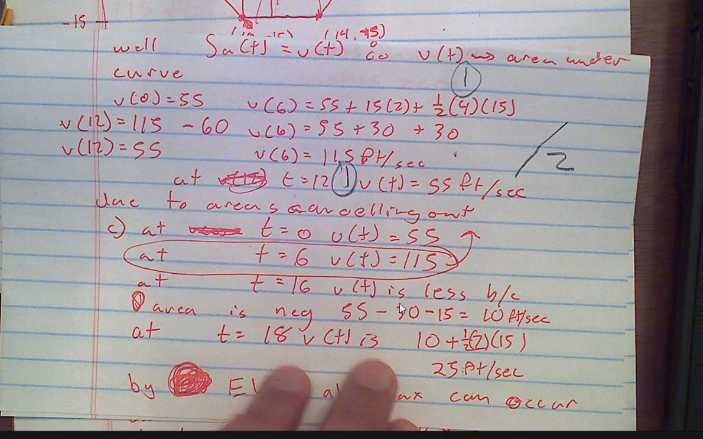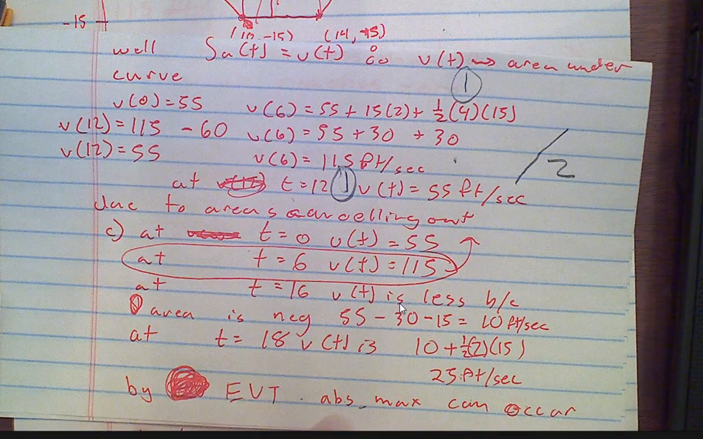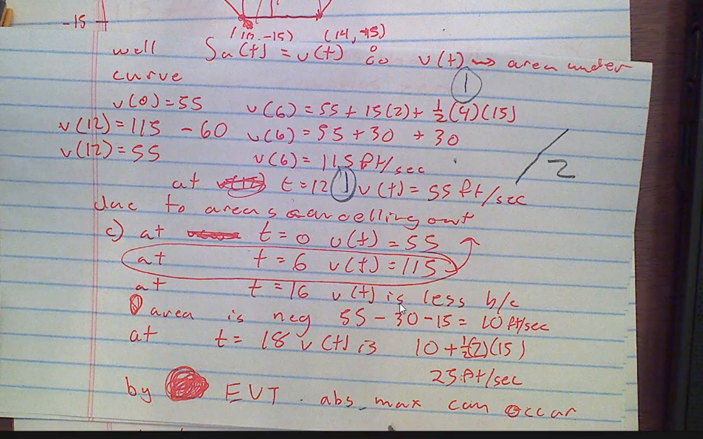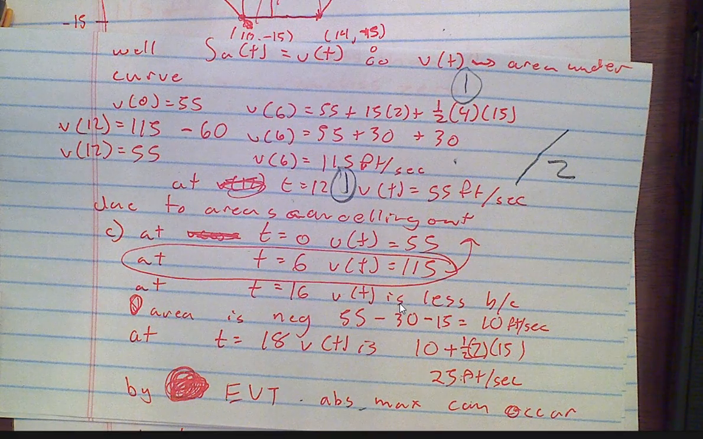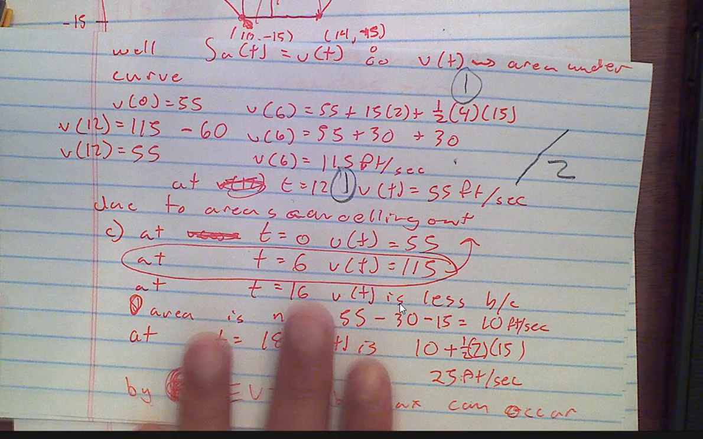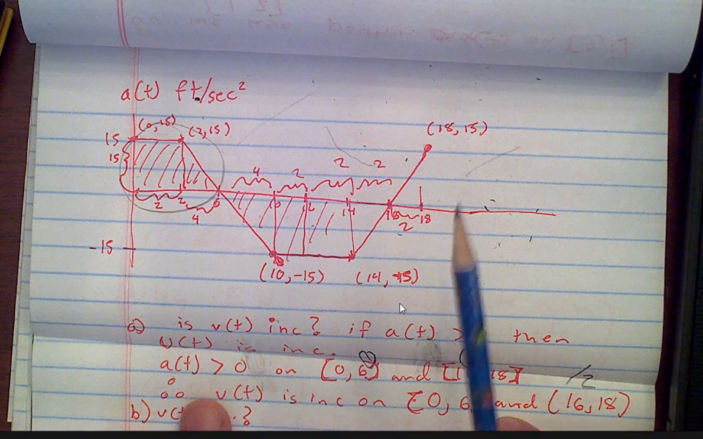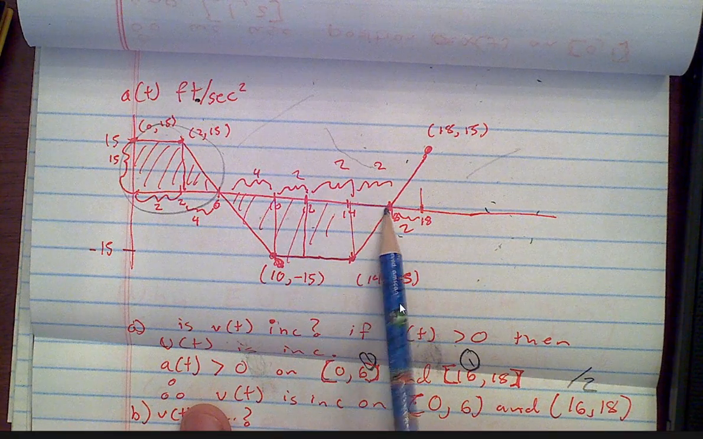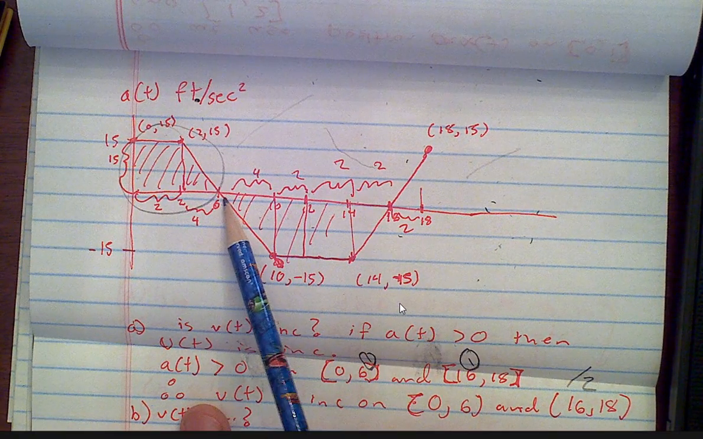Alright, C. At t equals 0, what are we trying to find? We're trying to find the absolute maximum velocity. So we have to remember the extreme value theorem. We have to remember that it can occur at endpoints and critical points. Well, we have 2 critical points, and I know it's decreasing here, so that one really doesn't matter, but we're going to test it anyway. We'll cover all our bases.